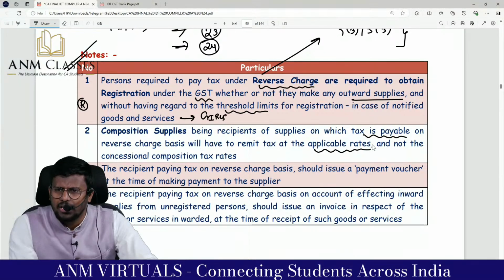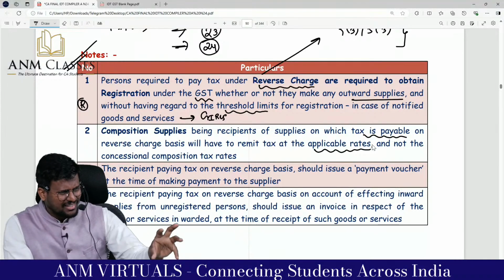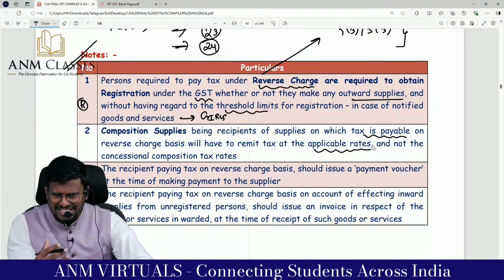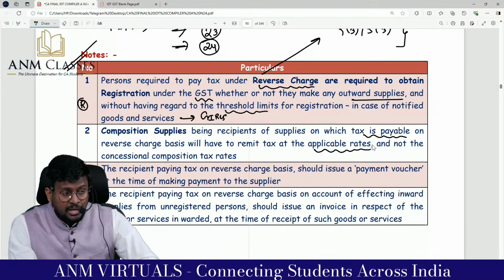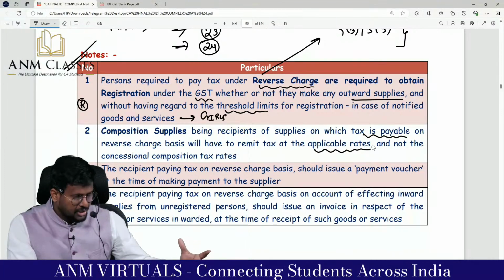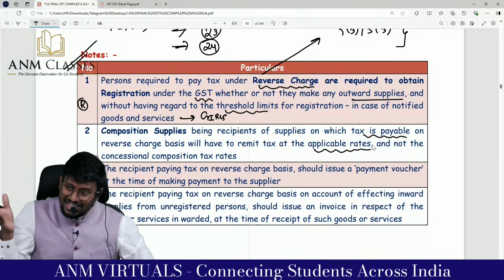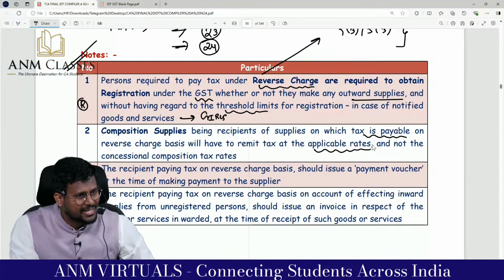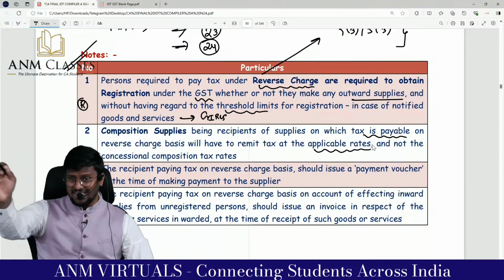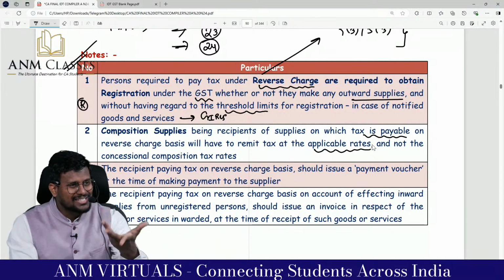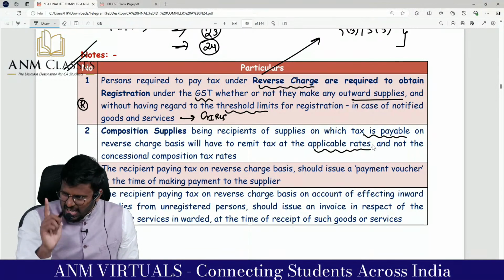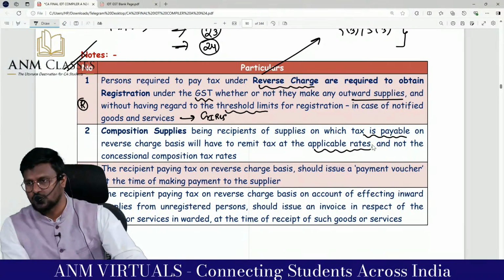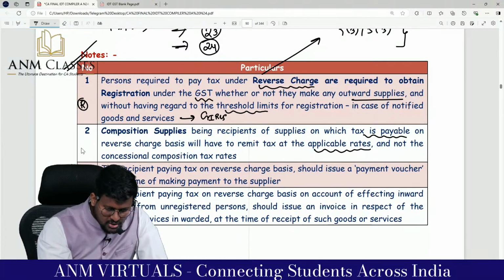Section 10 is composition levy. Composition levy is a concessional tax rate, either 1% or 5% as we will be discussing in the composition levy chapter. If you are a composition dealer and you are receiving 9(3) or 5(3) services, you are liable to pay GST on reverse charge basis, right? Your composition tax rate may be 1%, but the RCM tax rate is not 1%. The RCM tax rate is the rate applicable, which may be 5% or whatever the rate is. So I am linking reverse charge with the composition.